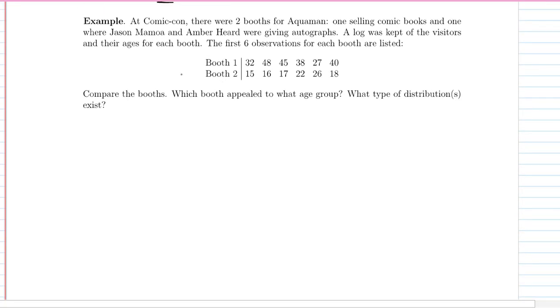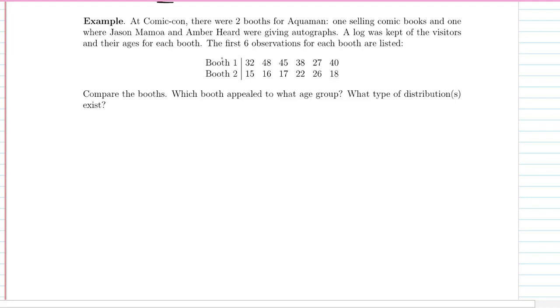Alright, so let's just remember the example. Here we're at Comic-Con. There are two booths for Aquaman. One is selling comic books, and another is Jason Momoa and Amber Heard giving autographs. Clearly this example is designed so that older people will go to the comic books, and younger people will go get their autographs because they're more familiar with the movies, or maybe they only know about the movie. We have 6 observations.